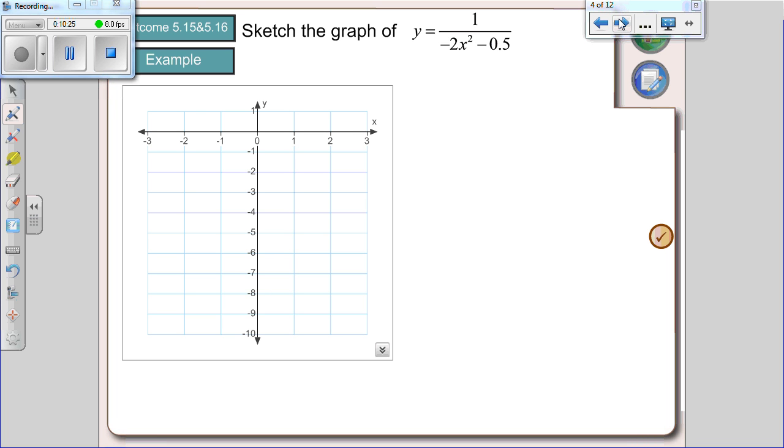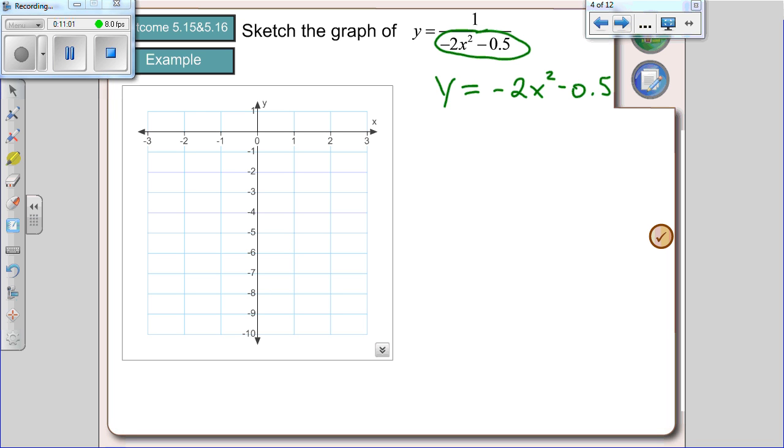Here's the trick. If we look at just the bottom, we can graph that. We spent a whole month graphing those. So if we had y equals negative 2x squared minus 0.5, we can graph those. The green is hard to see. No? We can graph that thing. We know how.